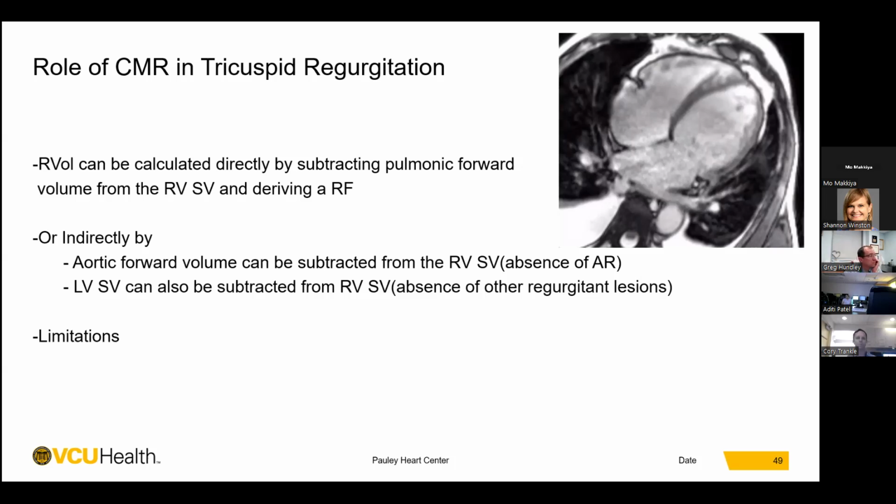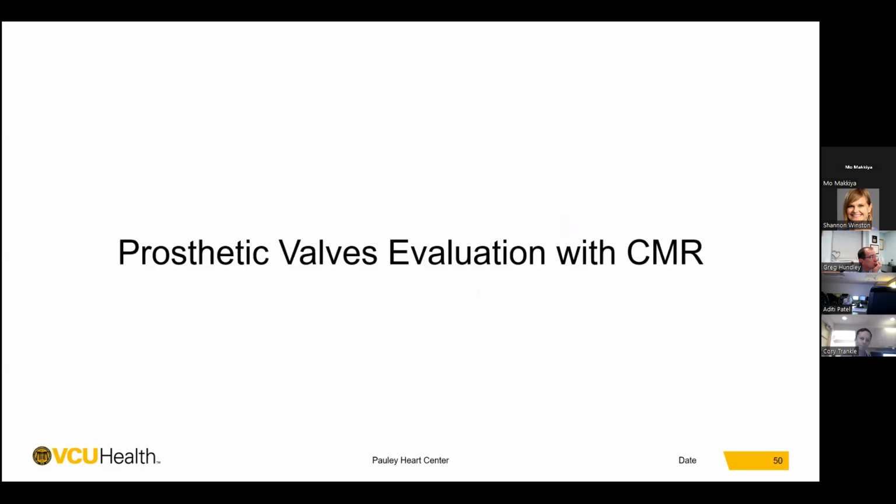Finally, we have some errors in RV volume assessment. It is sometimes difficult, and there is some inter-observer variability as the RV is trabeculated, especially where it inserts in the right atrium, or where the right atrium begins. Some vendors are trying to use AI quantification to minimize this inter-observer variability, and they have had some success with that.